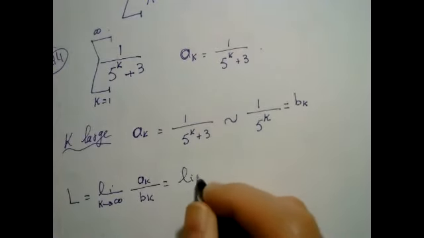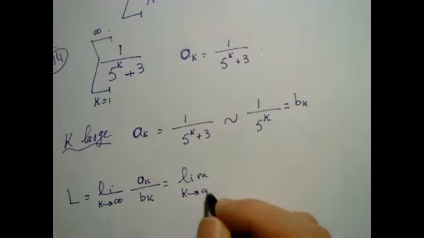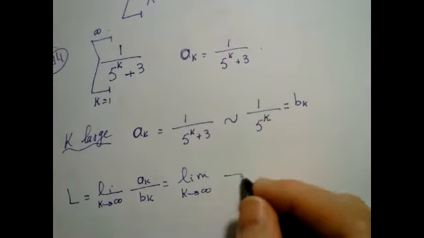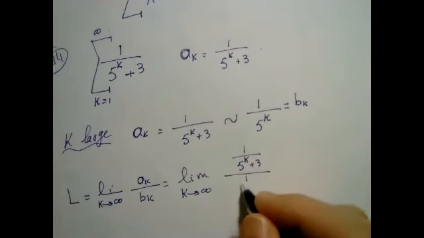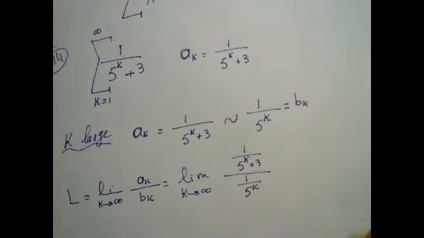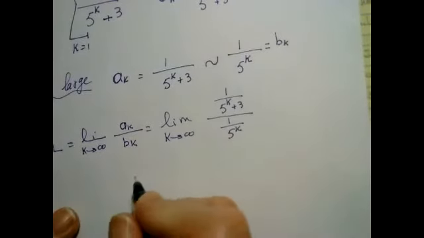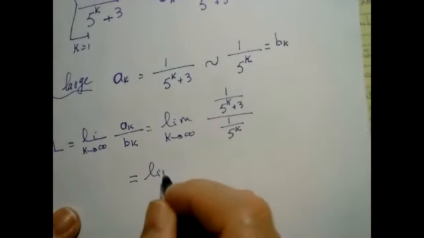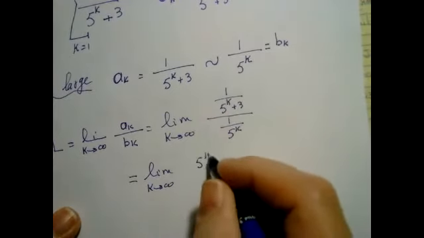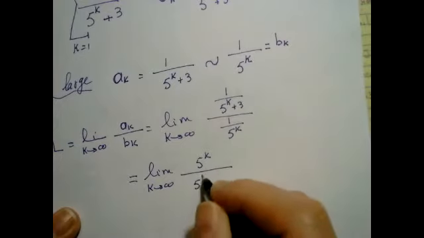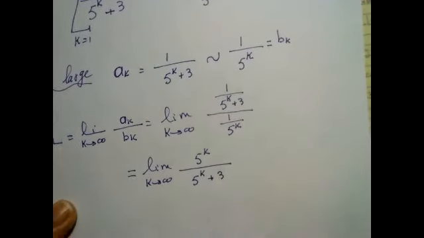This means the limit as K goes to infinity of 1 over 5 to the K plus 3 over 1 over 5 to the K. So we're computing this limit. This would be equal to, if we do a little bit of algebra, 5 to the K over 5 to the K plus 3. Now, when K goes to infinity, this limit becomes close to what?